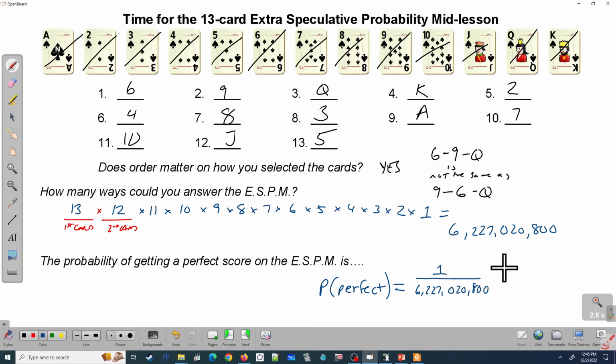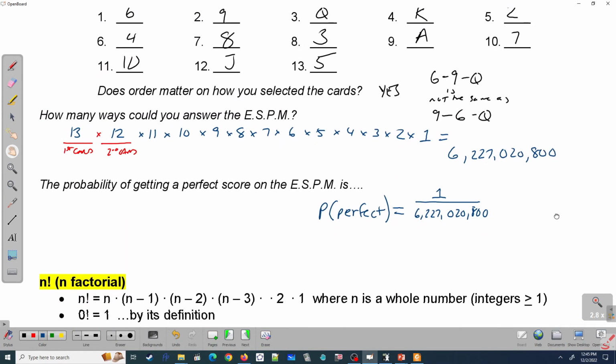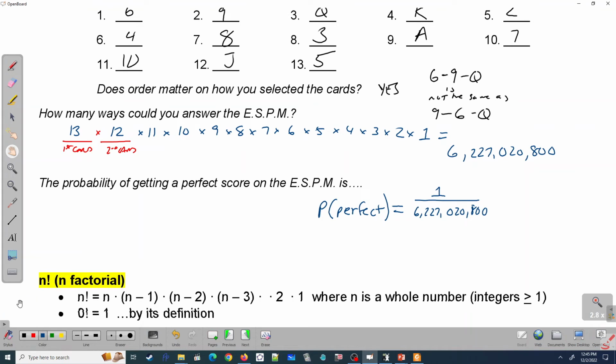Now here's the neat thing. There is a shorter way of writing out 13 times 12 times 11 down to 1. There is a quicker way than working that all out that way. And for that, you need to learn what is called, ta-da, the factorial. N factorial. No, it does look like an exclamation mark, but it is not. It is a factorial. And what you're going to do is realize that if I see n factorial, I am saying, for this problem, this would have been 13 factorial because it starts off at 13.